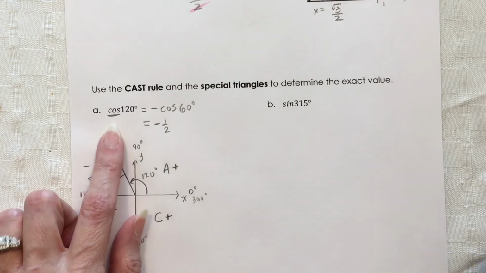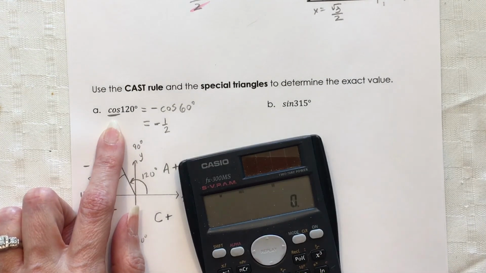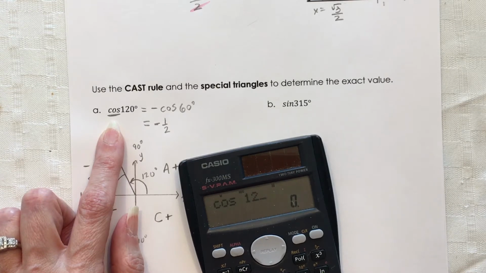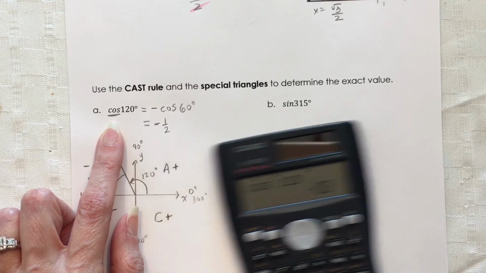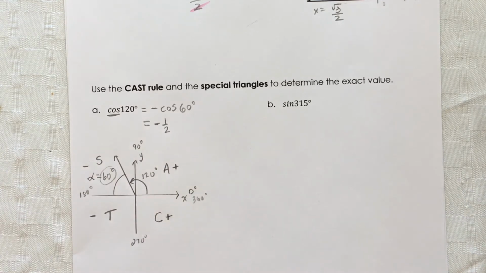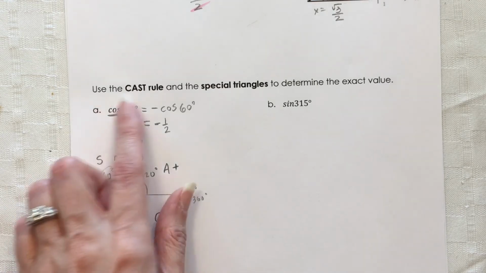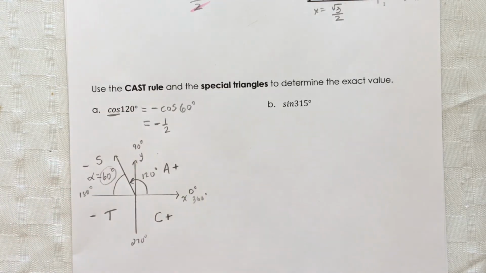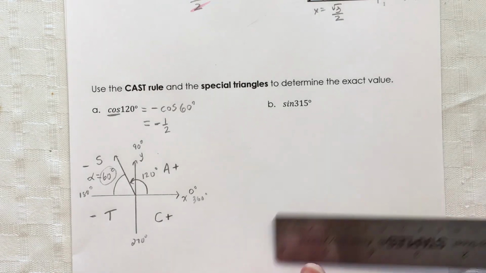And then if you type in cos of 120 on your calculator, if you're in degrees, you should get negative 0.5 or negative 1/2. Okay. So that's how you would write out your answer, and this is the work that you would need to show. All right, next one.